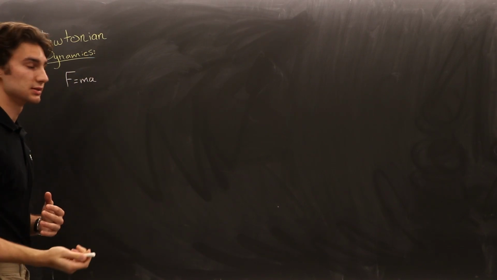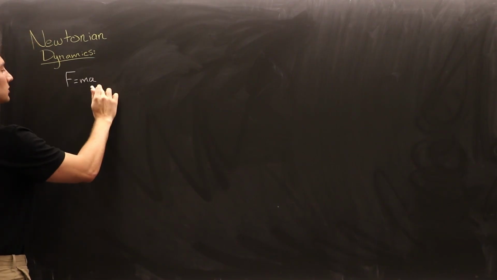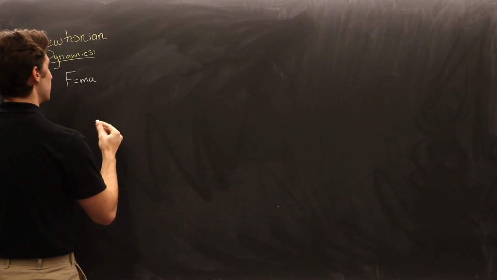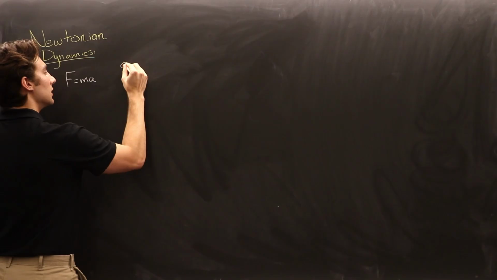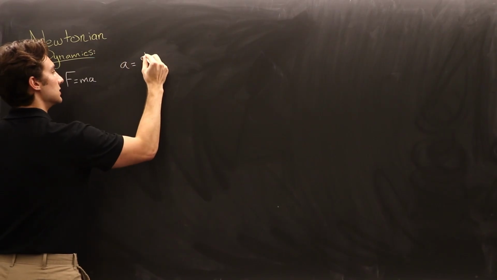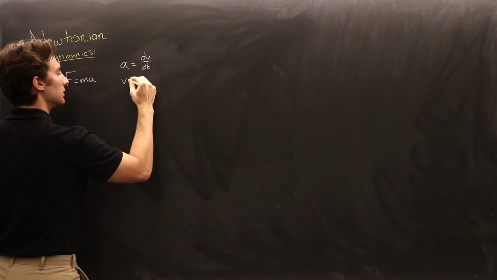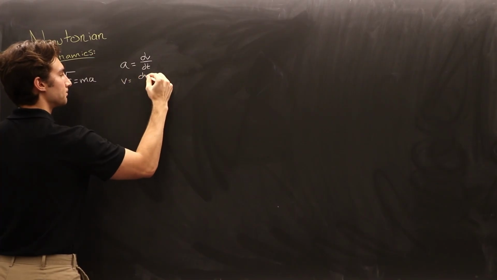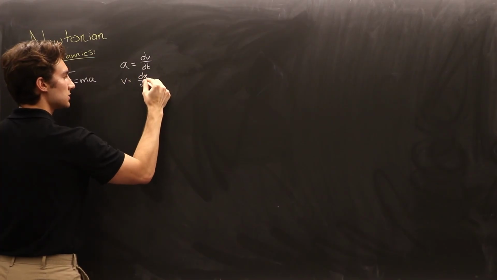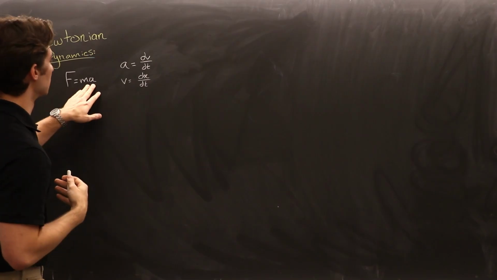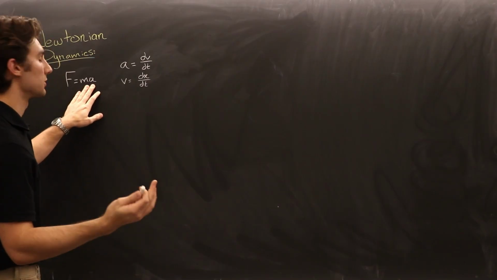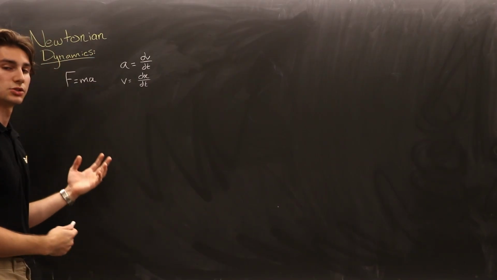And for our purposes, it's very useful to express this equation in terms of a differential equation. So the way that we do that is we say that our acceleration is the time derivative of our velocity, and our velocity is the time derivative of position. And using these two equations, we can express this equation in very useful ways that can allow us to solve systems. And we'll demonstrate that next.